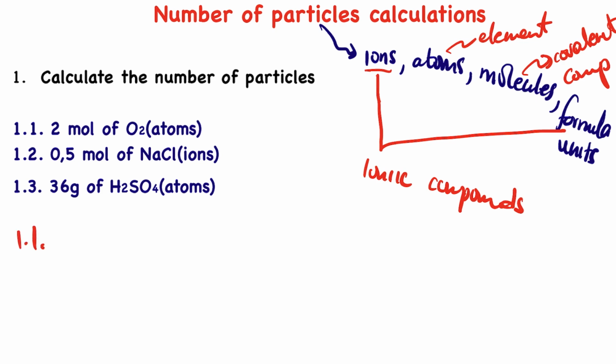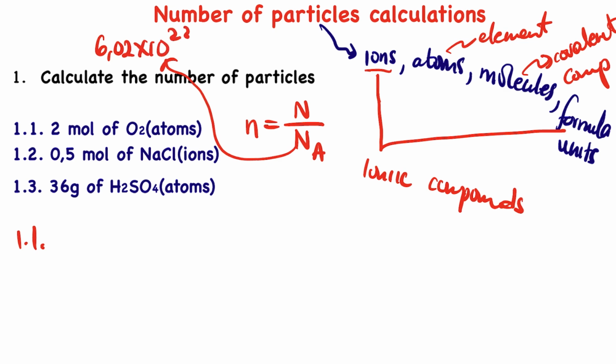Okay, now let's cut to the chase. 1.1, it says calculate the number of particles, right, of 2 mole of oxygen. Remember, oxygen is a diatomic element or a diatomic molecule. So the formula for these guys, it says number of moles is equal to number of particles divided by the Avogadro's constant. And guys, the Avogadro's constant is 6.02 times 10 to the power 23. And we're given it in the data sheet at the back.